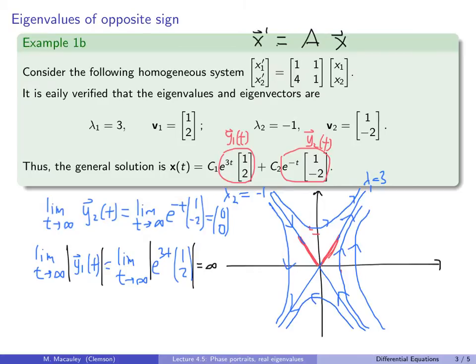So let me fill in these lines, and it's going to look like this. And again, remember, every single point here is going to have a solution that goes through it. So this point here is going to have a solution curve that goes through it, but it's probably going to look something like that. Okay, so this is called a saddle point. And I think that's probably all I need to say about this case.